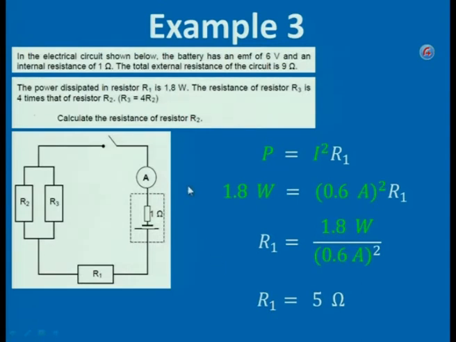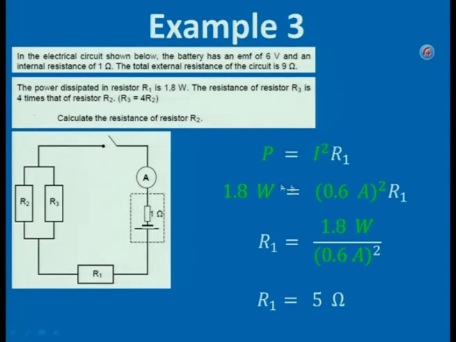Now there's a second part, which says the power dissipated in resistor R1 is 1.8 watts. The resistance of resistor R3 is 4 times that of the resistor R2. Calculate the resistance of resistor R2. Okay, now you go with what you have. You have a set of formula equations in your formula sheet. So there you get P is equal to I squared times R, power.